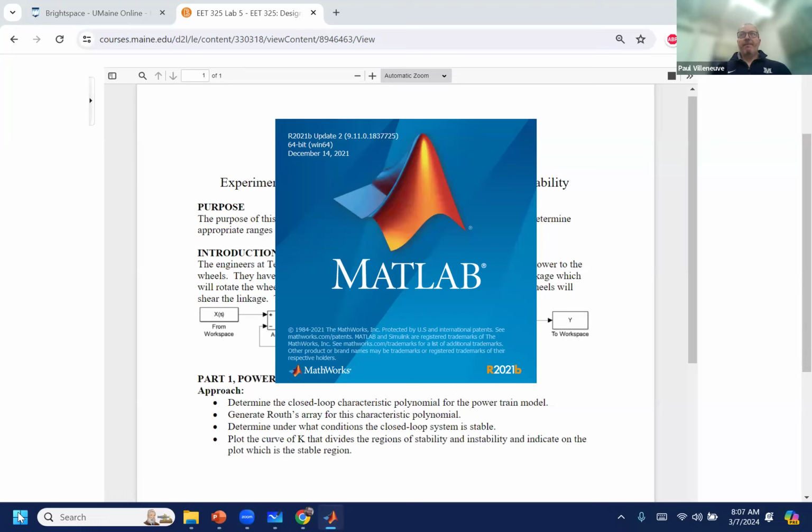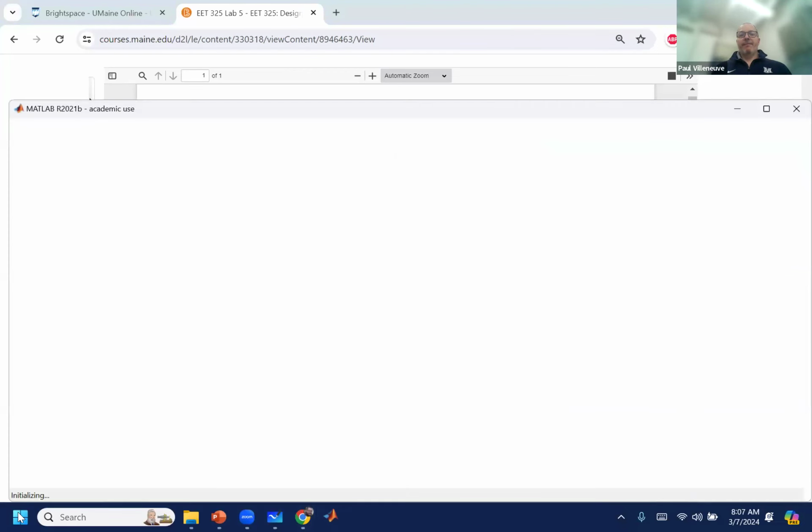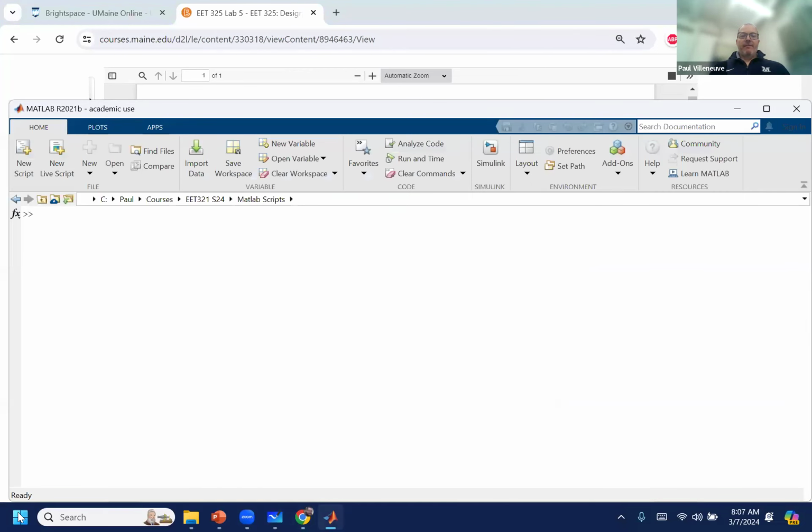Are you applying multiple pole-zero maps to one of these? Yes, I will end up doing multiple ones.